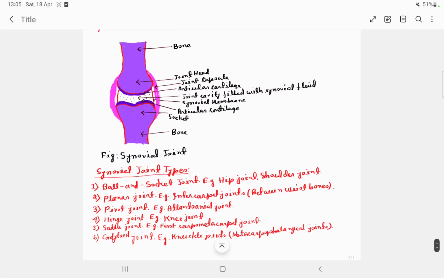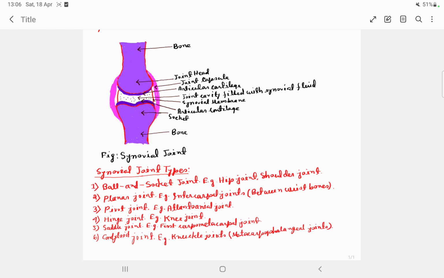Now there are different types of synovial joints. There are 6 types. These are the ball and socket joint, examples include the hip joint, that is the joint between the head of the femur and the hip bone. Planar joint, for example the intercarpal joints between the wrist bones. Pivot joint, an example is the atlantoaxial joint between the first and second vertebra, that is the C1 vertebra known as atlas and the C2 vertebra known as axis.